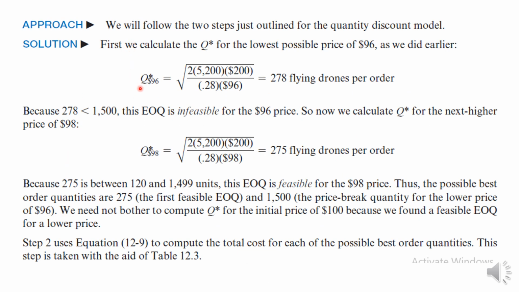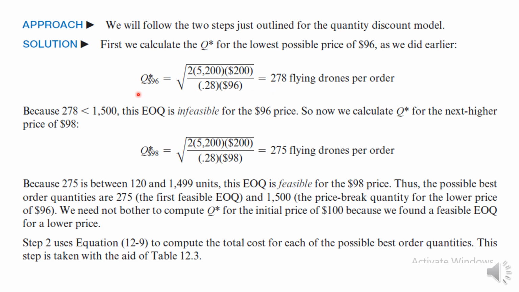As I already mentioned, the least price, that is $96, is the least price we would get in the price range. So with the least cost, we apply the EOQ formula. You see, 96 is the price per unit, and 0.28 is the I, 200 is the S, 5200 is the D, and 2 is in the formula. So we get 278 drones per order.